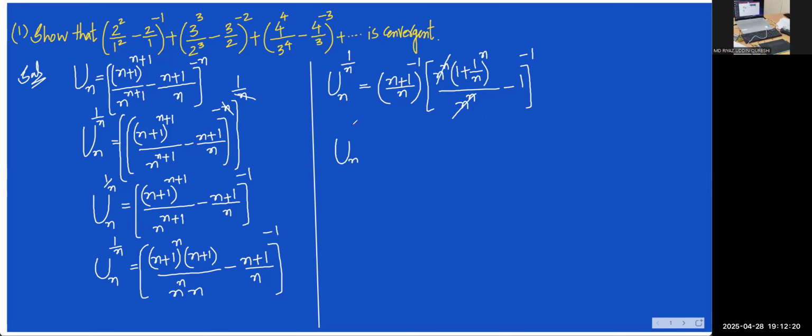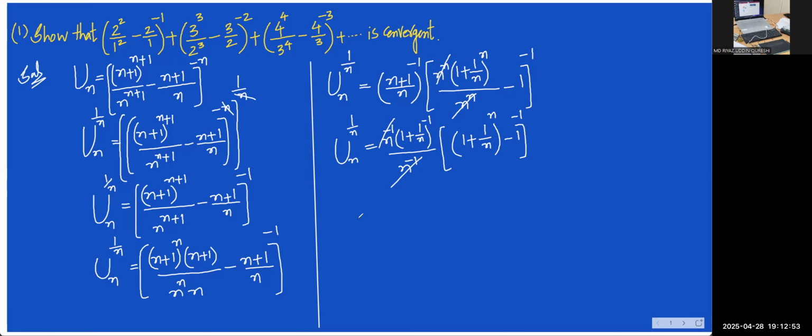Un to the power of 1 by n is equal to, again from numerator and denominator take n common, but n with the minus sign will come out. (1 plus 1 by n) with the minus power, divided by n to the power of minus 1, because minus 1 is in the numerator and denominator for both of the terms. And here (1 plus 1 by n) whole to the power of n minus 1 is left, and the negative power is also there. These two are again cancelled. These two are cancelled. Okay.